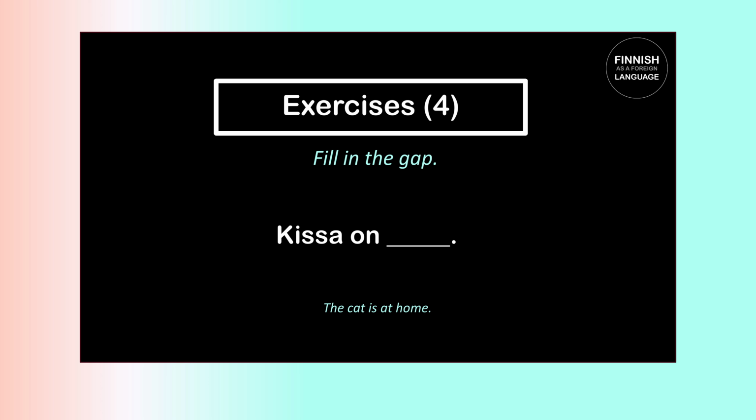We carry on with the exercises 4 till 6. We want to say the cat is at home. Kissa on. What do we have to fill in? That's right, it's kissa on kotona. The cat is at home.